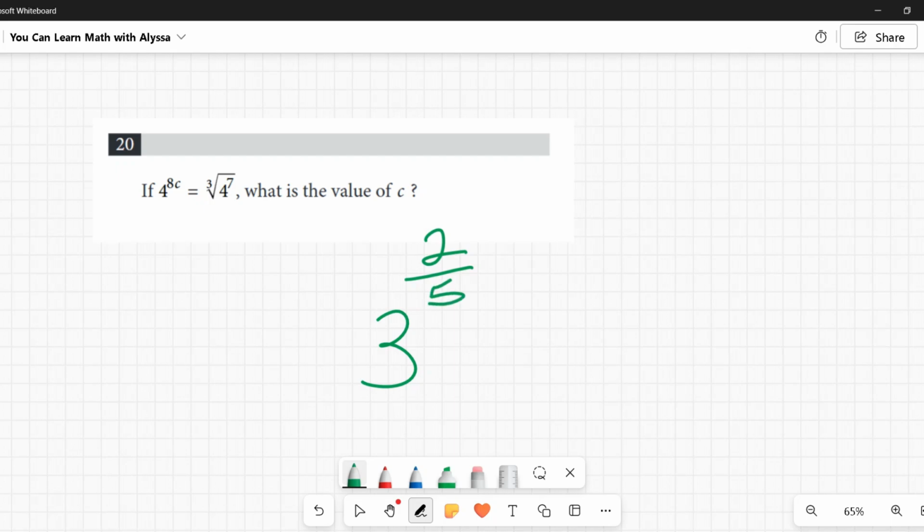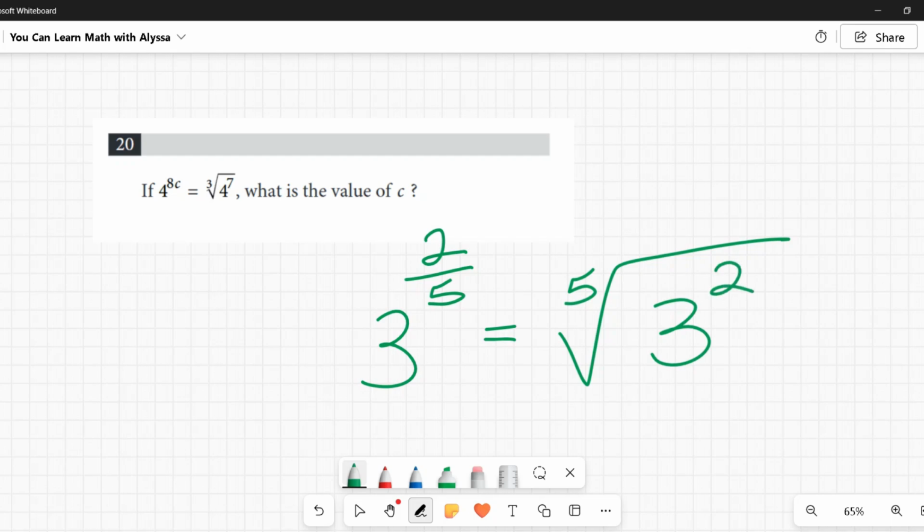2/5. How does that convert to a root? It is going to be the 5th root of 3 squared. That's how it converts. The number in the bottom, the denominator, becomes the root, and the number on top, the numerator, becomes the power under the radical. Always. This is just how it works. So let's say it was 3 to the power of 1/2. That would be the square root of 3, because 3 to the power of 1 is 3, same difference.